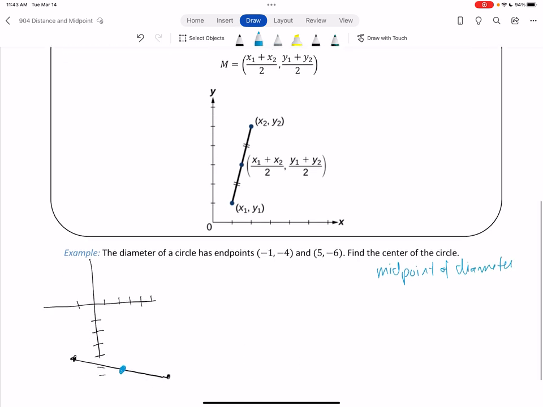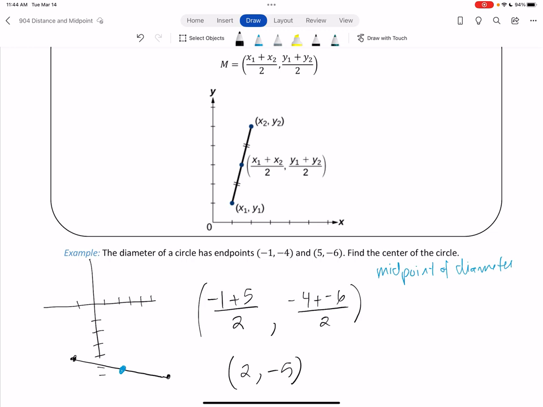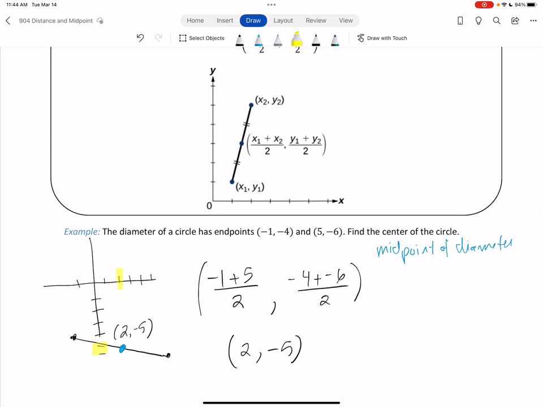So we're going to use that midpoint formula. Add up the x's, add up the y's, divide by 2. So -1 plus 5 divided by 2, and -4 plus -6 divided by 2. -1 plus 5 makes 4, divided by 2 makes 2. -4 plus -6 makes -10, divided by 2 makes -5. So this point right here is 2, -5, which it looks like that's pretty close to where we are on our grid there. So that's the distance formula and the midpoint formula.